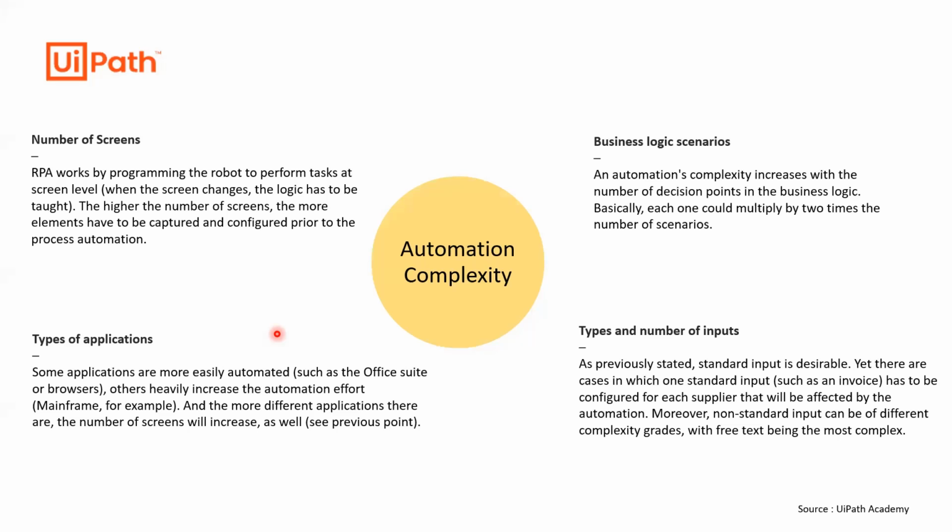And the last thing is the type and number of inputs, which means what the input is. Is it a standard input? Is it a non-standard input? Is it free form text? Is it a PDF, database, Excel? By grouping all these things, you can decide what the automation complexity is.